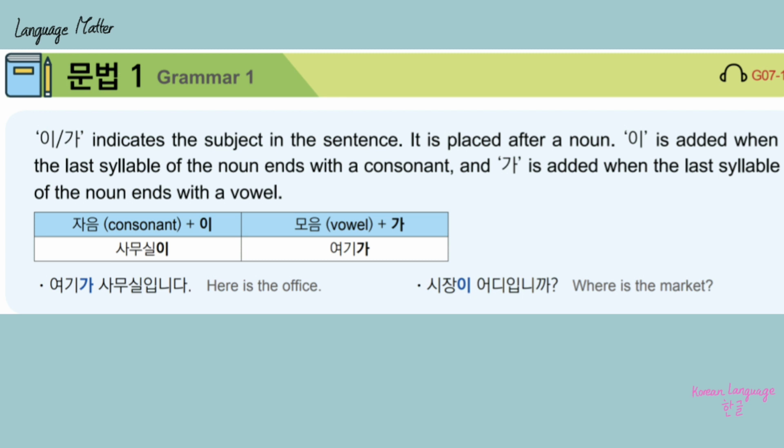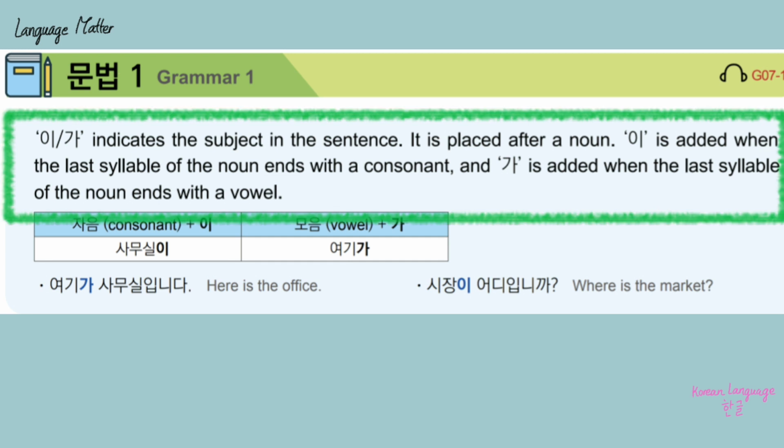When to use 이, when to use 가? You'll have to practice this at first. But once you try, you'll get used to it and it will become very clear. In other words, 이가 is the subject particle that indicates the subject in the sentence. It is placed after the noun. 이 is added when the last syllable of a noun ends with a consonant. 가 is added when the last syllable of a noun ends with a vowel.